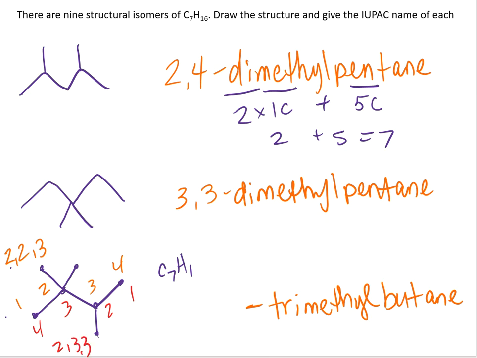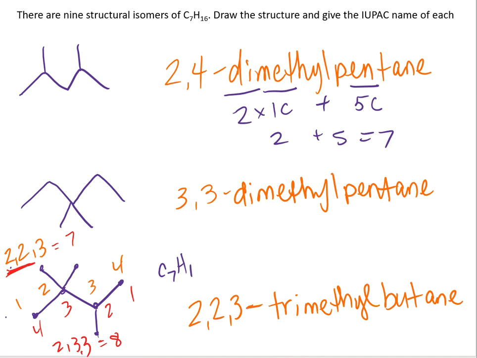If you're struggling with which way, just take these numbers and add them together. 2, 3, 3 gives me 8. 2, 2, 3 gives me 7. I get lower numbers by going from left to right. So what that means is that the name of this compound is 2,2,3-trimethylbutane. So that gives us our 9 structural isomers.